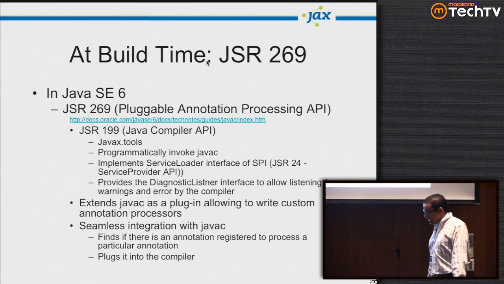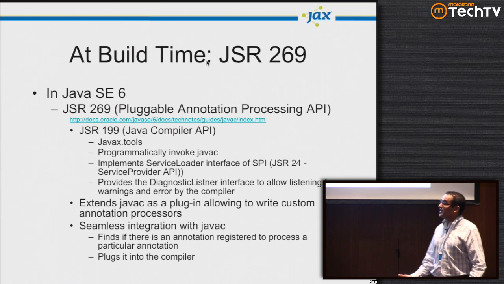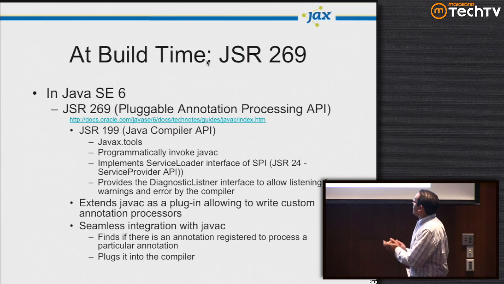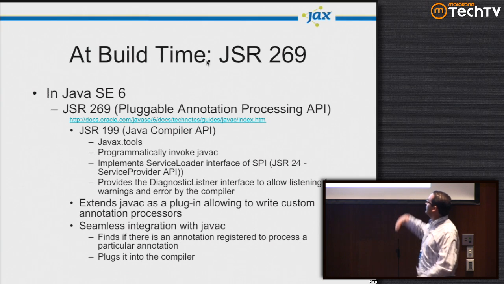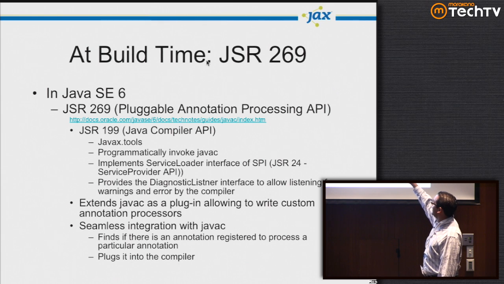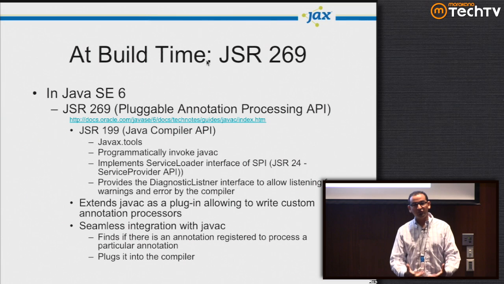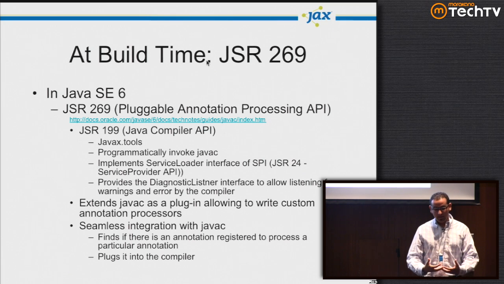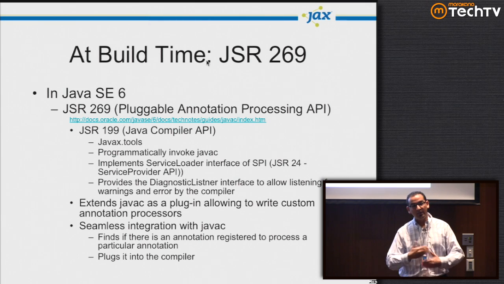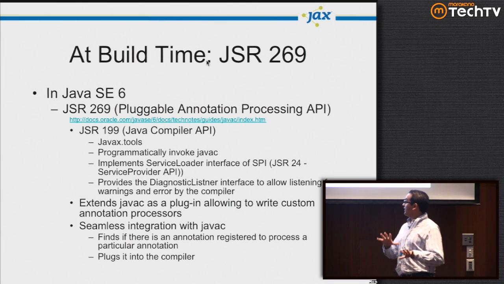JSR 269 leverages JSR 199, which is the Java compiler API, javac, that allows you to programmatically invoke javac. It has, most importantly, an implementation of the service loader interface, which gives us the capability to provide certain services for the javac compiler and have it execute them for us at build time. That's what JSR 269 is. We're going to go into a little more detail of how this is done very soon.